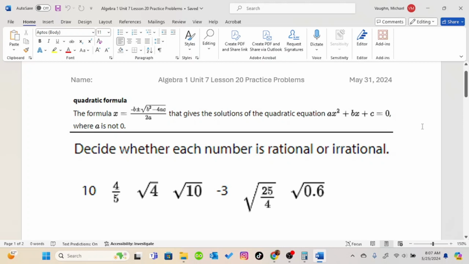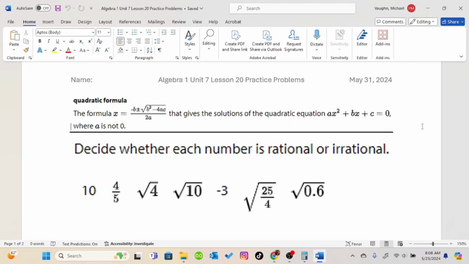Welcome to Algebra 1, Unit 7, Lesson 20 Practice Problems. This lesson has one vocabulary term, and that is quadratic formula. Quadratic formula is the method we will be using to solve quadratic equations.